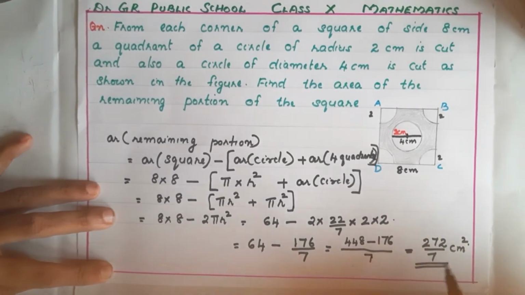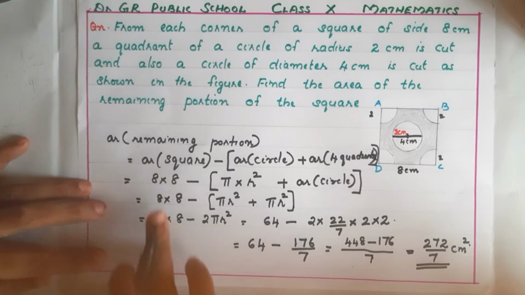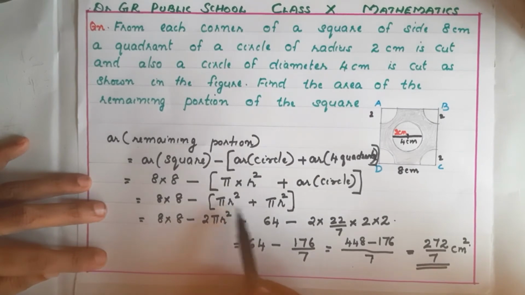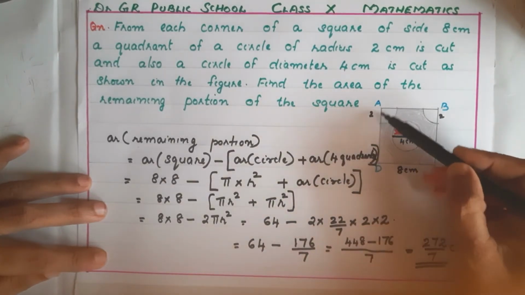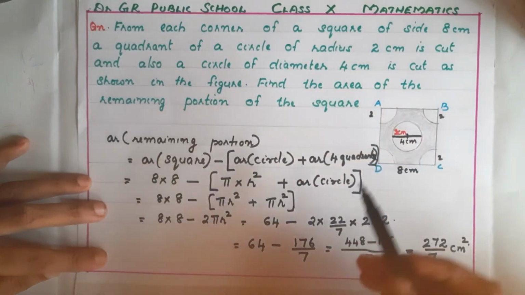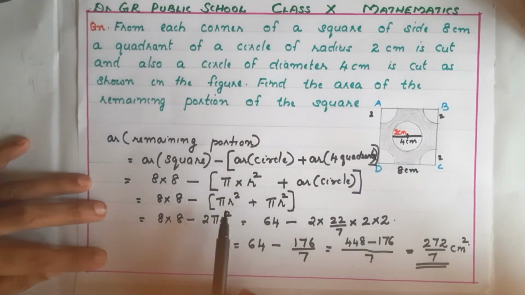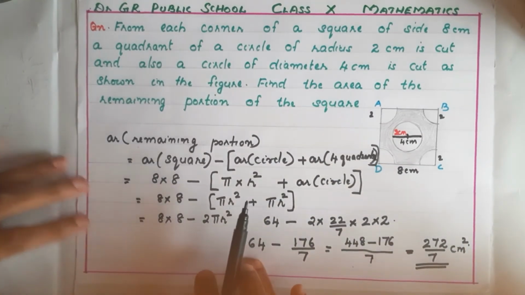If you get time only, you have to go for decimal representation. Otherwise, you can keep it as it is. Is it clear, children? Here, why have we taken the same r for both cases? The radius of the inner circle is 2 centimeter and the radius of the quadrants is also 2 centimeter. So that's why we have used the same r. If they are different, you have to take two different radii, R1 or R2, or one capital R or one small r. So what is the answer? Area of the remaining portion is 272 by 7 centimeter square.